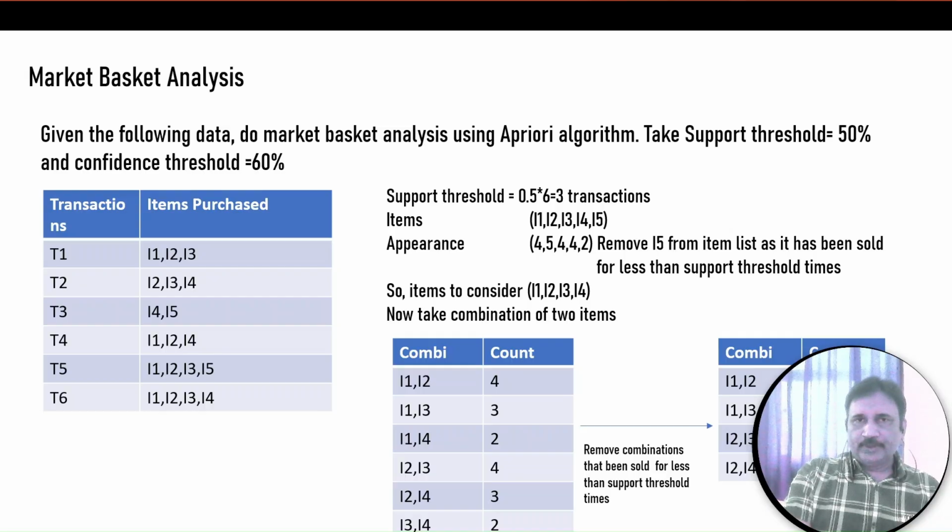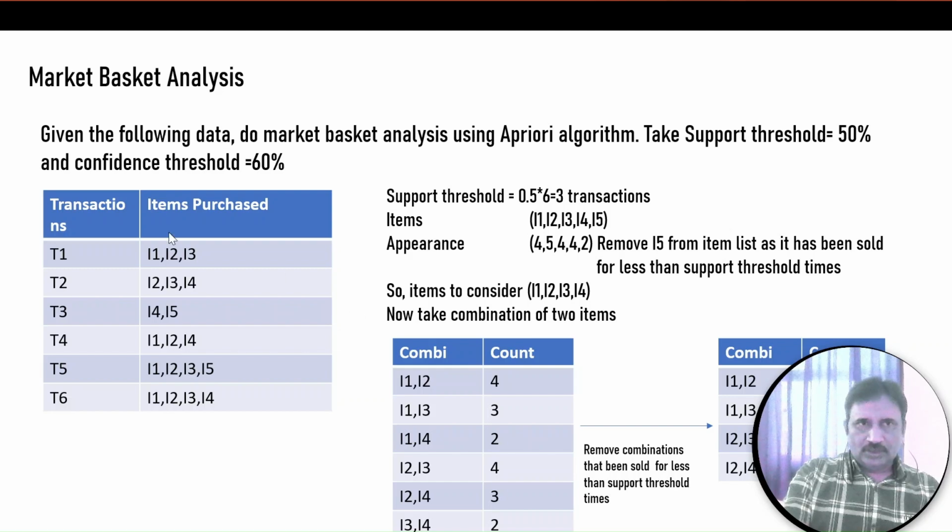Now, what we will be doing, we will be combining these 4 items, taking 2 items together. So the combinations we get are I1, I2, like you are seeing here, I1, I3, then I1, I4, then I2, I3, then I2, I4, then I3, I4. There are 6 combinations. Now, let us once again count them.